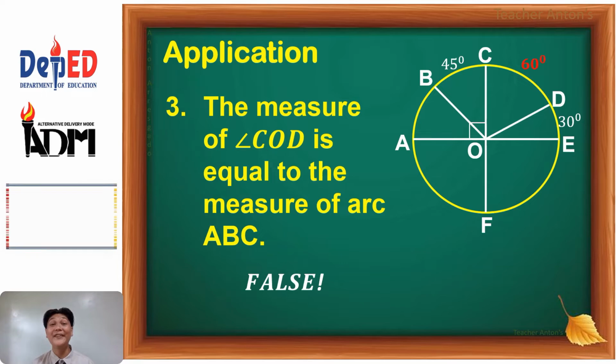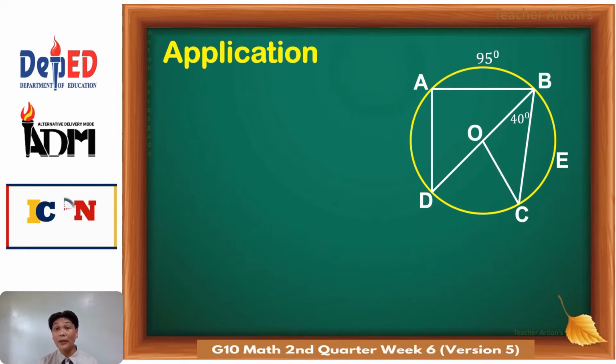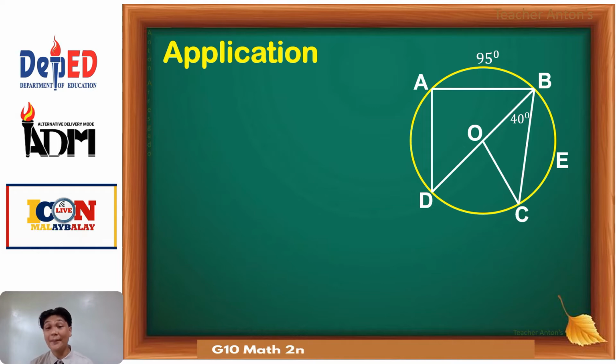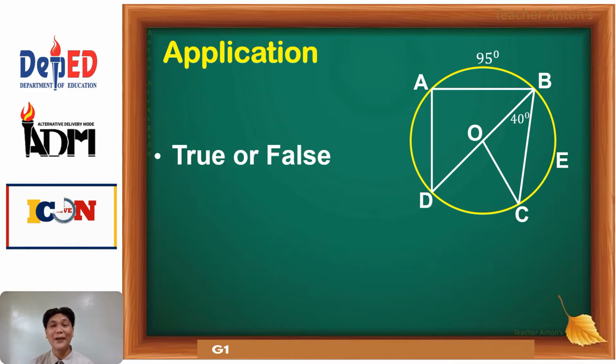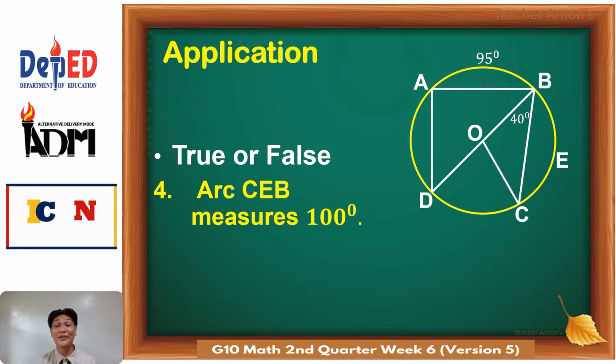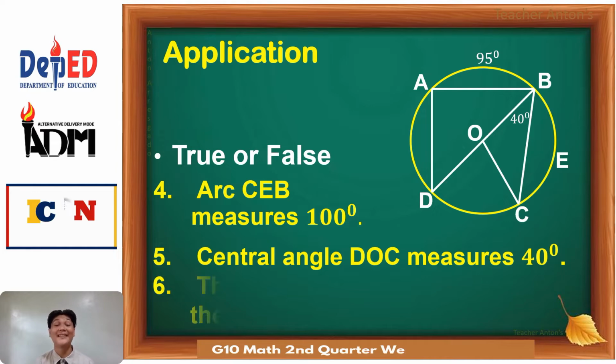Very good. Another activity. Looking at the figure there, we have BD as diameter, and the inscribed angle DBC, or angle CBD, measures 40 degrees. And an arc AB measures 95 degrees. Let's evaluate the following statements whether they are true or false. Number 4, arc CEB measures 100 degrees. Number 5, central angle DOC measures 40 degrees.